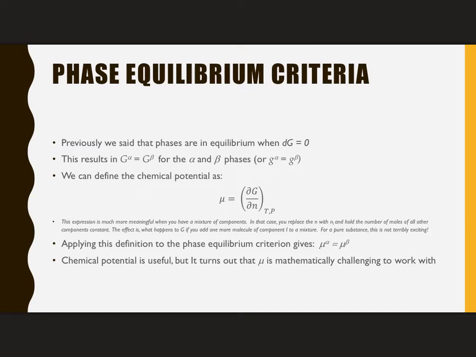But let's work with this, because chemical potential you should have been introduced to in a chemistry class also. And what this tells us is that if the Gibbs energy is the same in both phases, right, dG is equal to 0, then that also means that chemical potential needs to be the same for the two phases. Okay? Now, it's a useful thing, but it's really hard to work with.